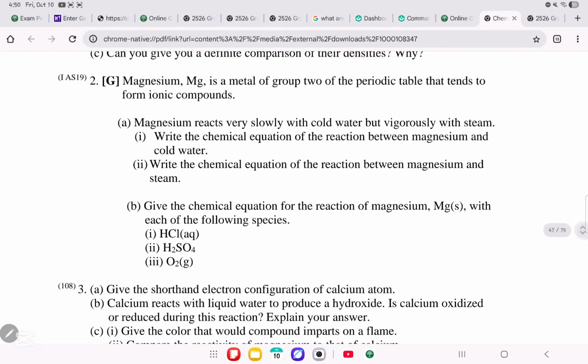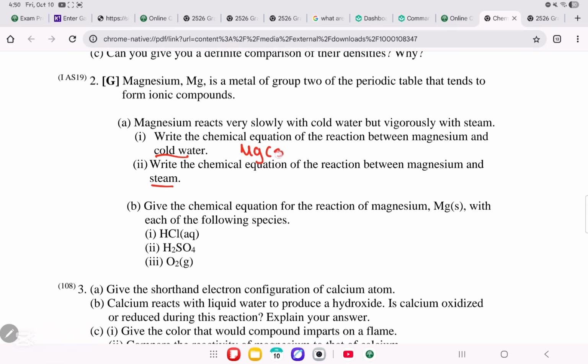What does it say in question number 2? It says magnesium, Mg, is a metal of group 2 of the periodic table that tends to form ionic compounds. Magnesium reacts very slowly with cold water but vigorously with steam. Right, give the chemical equation of the reaction between magnesium and cold water. Remember, magnesium reacts with cold water and with steam. The equation with cold water is what?